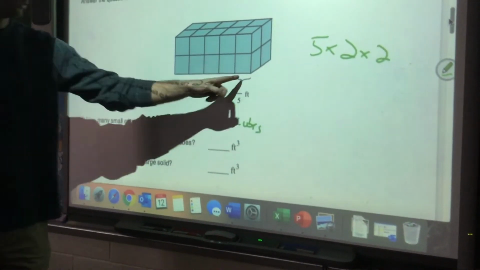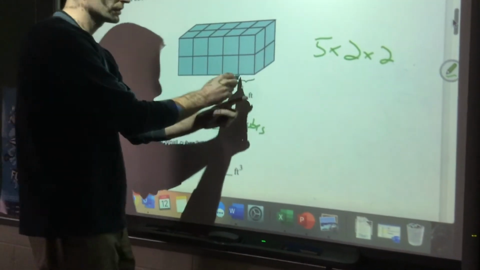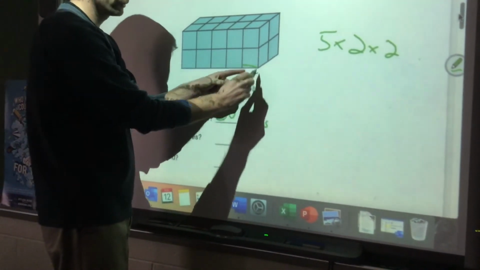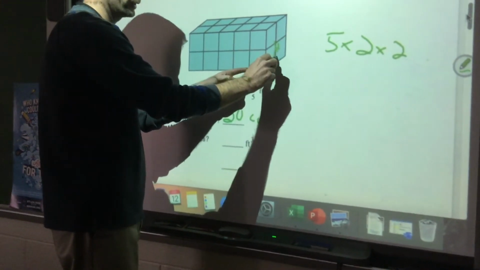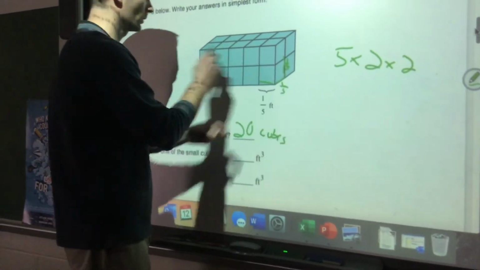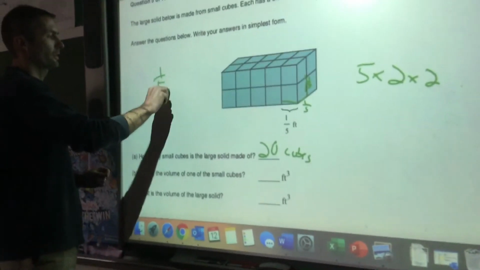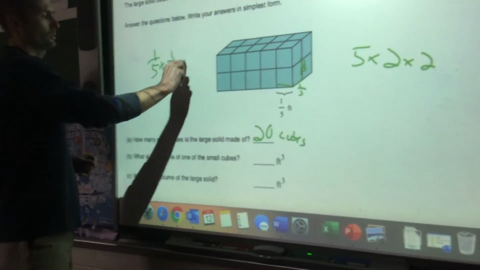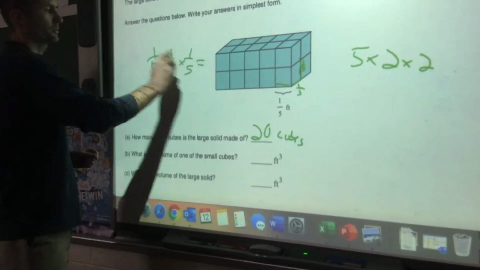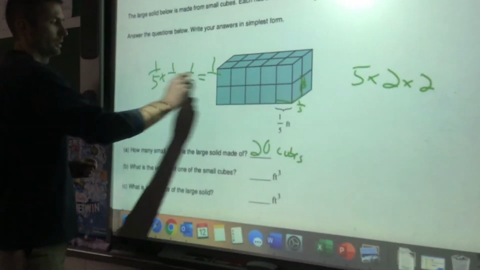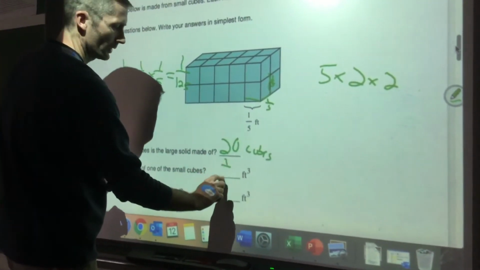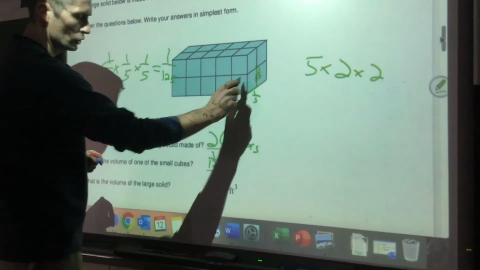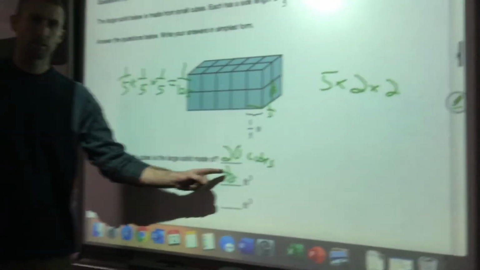What is the volume of one of the small cubes? So I'm taking just this one small cube. That's 1/5. That's 1/5. And that's 1/5. The length times the width times the height is 1/5 times 1/5 times 1/5. So to multiply fractions, multiply your numerators, denominators. Okay, so each small cube is 1/125th.